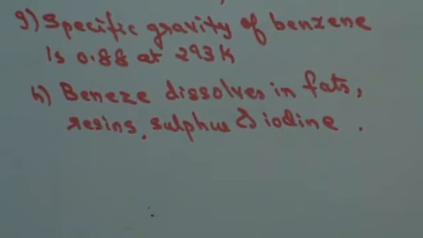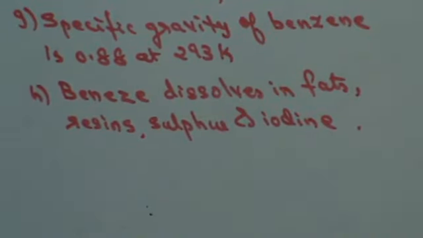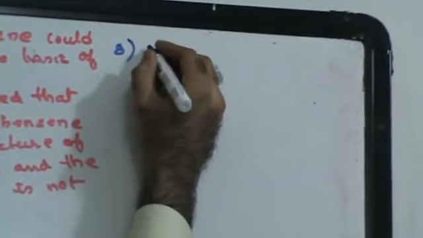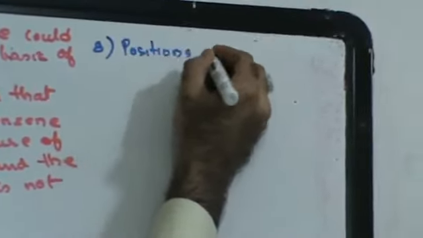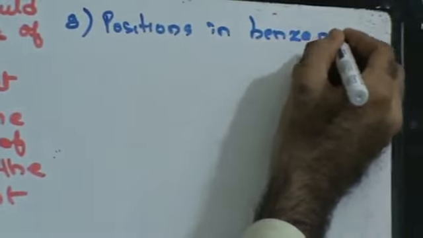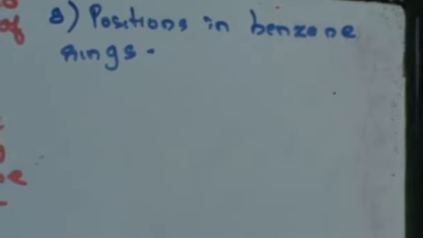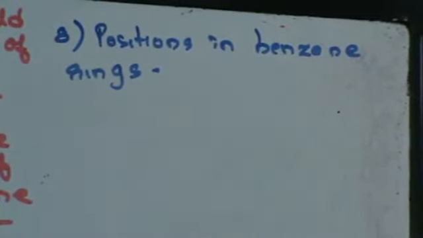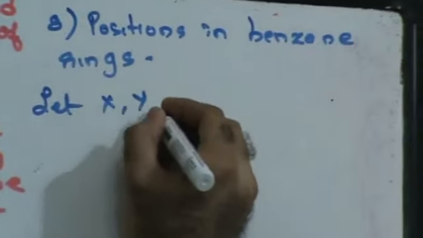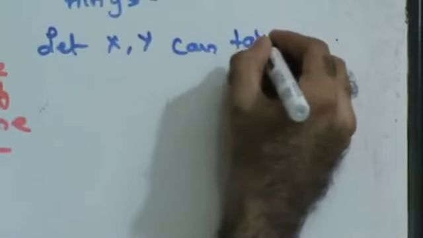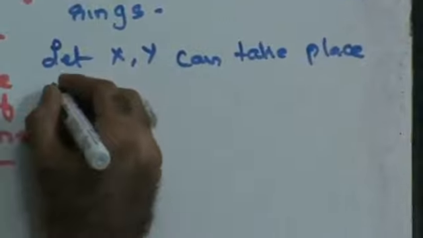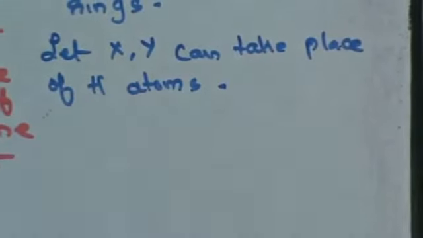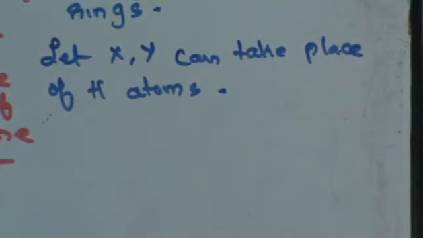Now let us see the different types of structures of benzene, right? Let us see what are the different types of positions in which benzene can form a compound. This is very important. You need this in 12th standard again. What are the positions in benzene rings? Let's assume that X and Y are two compounds such that I can replace hydrogen atoms using X and Y. Okay.